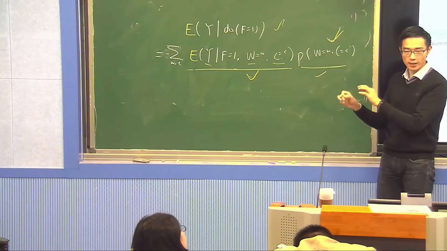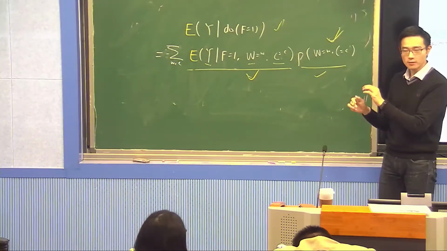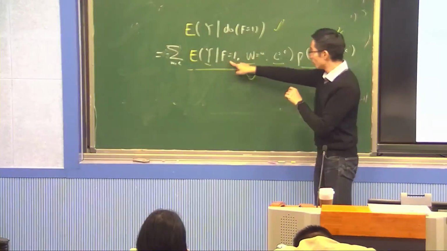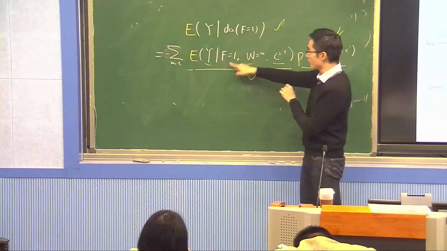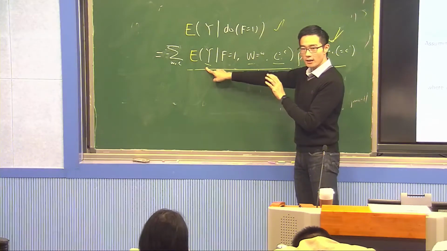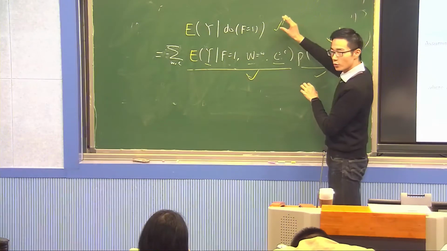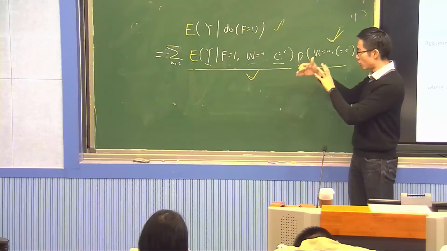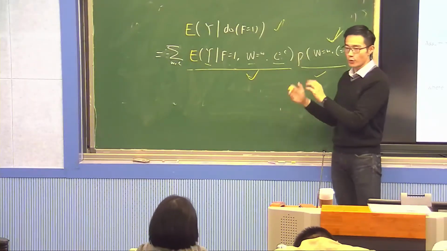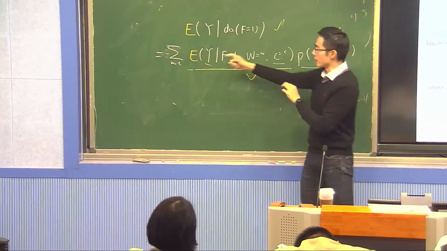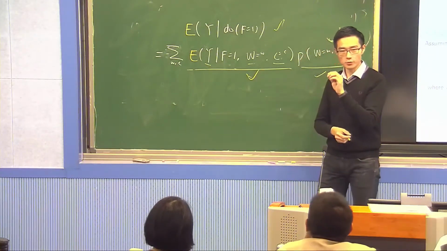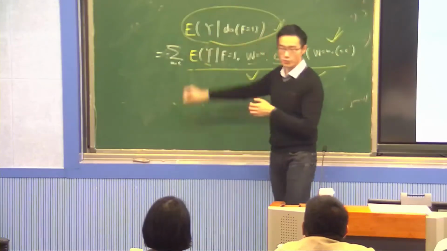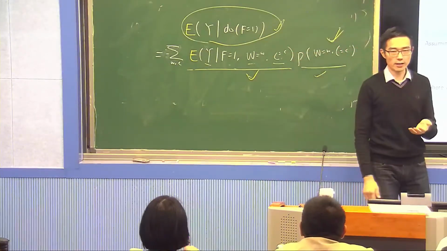I'm just doing identification. What do I mean by identification? I'm showing you that if we observe all these values, if we observe W, C, F, Y, then we have a unique way of computing the causal effect. In other words, if we observe all the variables W, C, F, Y, we can uniquely compute, or it uniquely determines the causal effect of interest. And that is called identification.